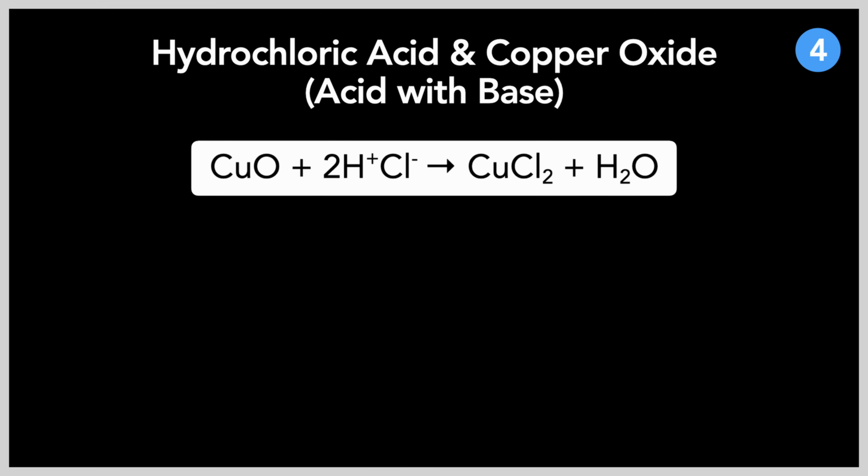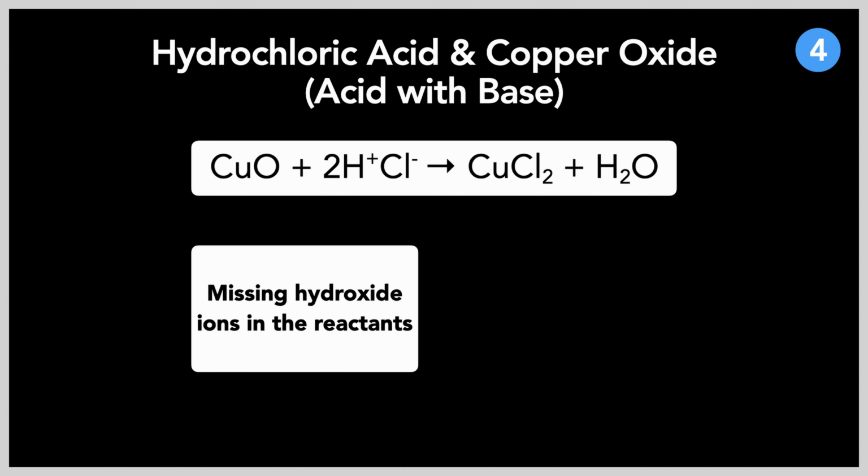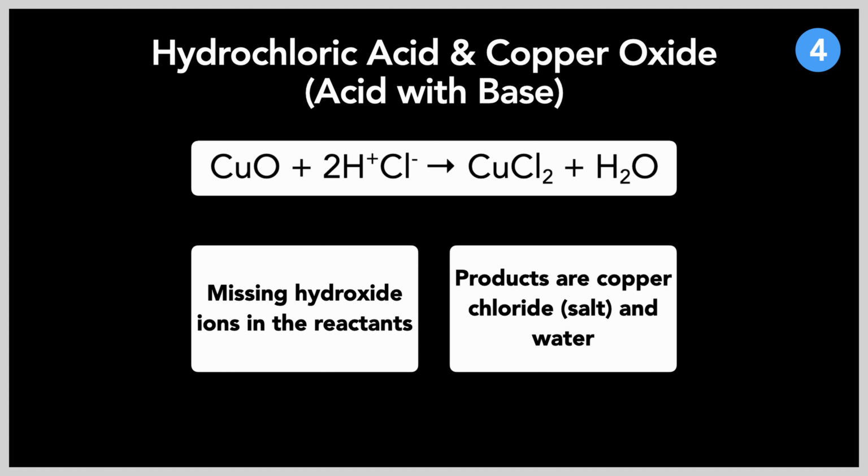Let's take another example, this time a base with an acid, the reaction between copper oxide and hydrochloric acid. Copper oxide is not an alkali, so it does not necessarily need to have the OH- ions in the reactants, but it does produce salt and water. In this case, copper oxide and hydrochloric acid react to produce copper chloride and water. Neutralization reactions are usually used to dilute strong acids or alkalis, and is also the base principle behind the vinegar and baking soda experiment. Here's a summary of what was covered in this video.